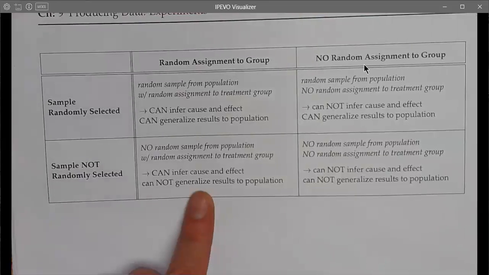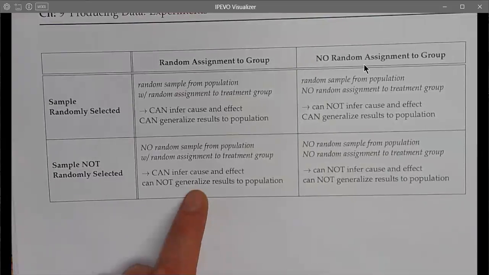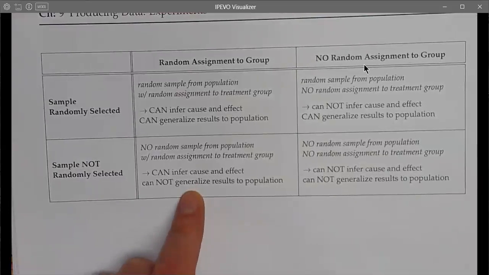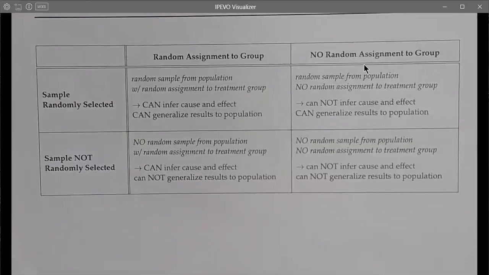Okay, this box here, the sample was not randomly selected, so maybe we had volunteers, but we did randomly assign them to treatments. So this might be like a medical trial. And in this case, we can infer cause and effect, so we'll get cause and effect on whether the drug was helpful, but we can't generalize our results to our population, and that's where we want to use that replication element. So if we can replicate this study enough times with a variety of people, maybe a variety of locations, we can get at being able to generalize our results.